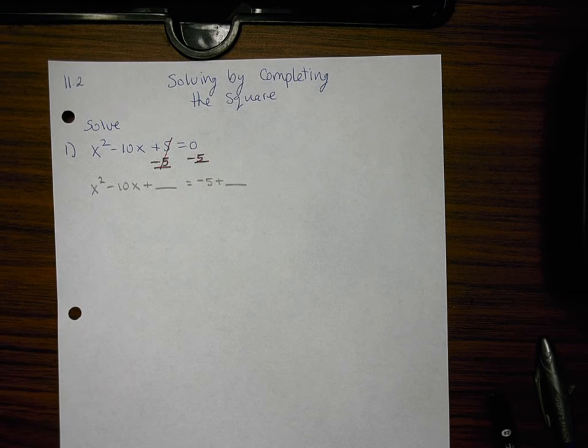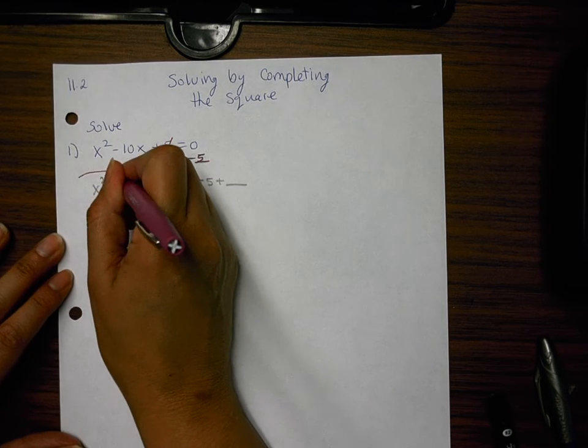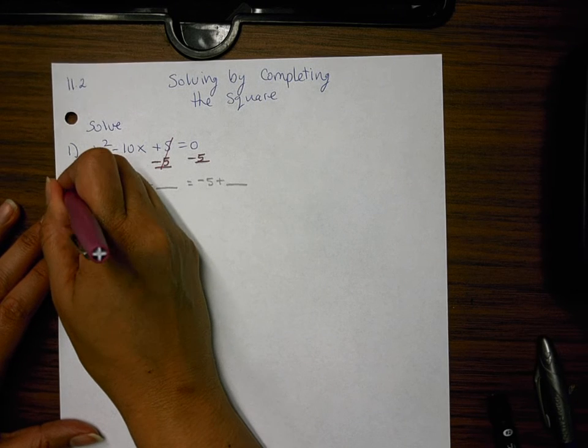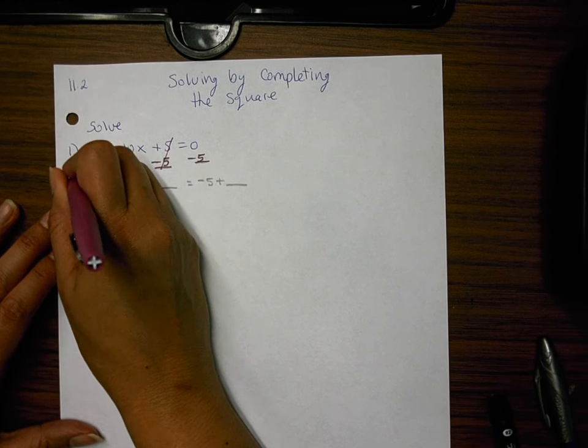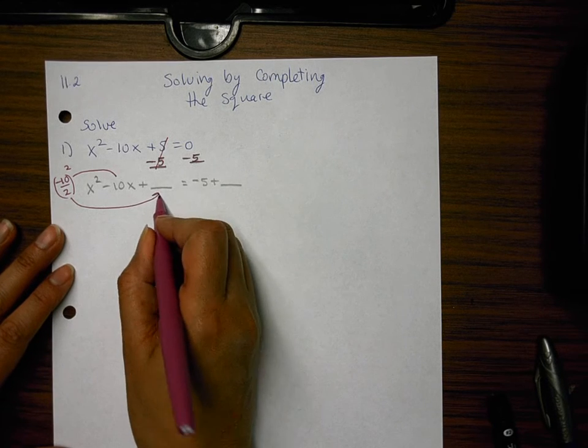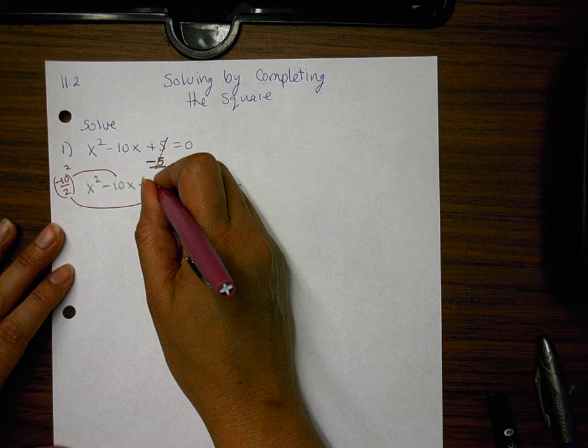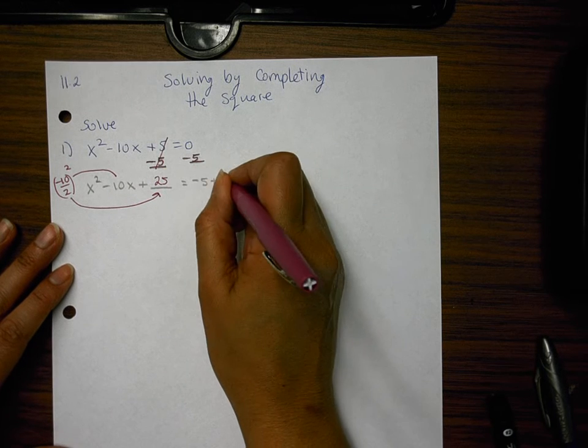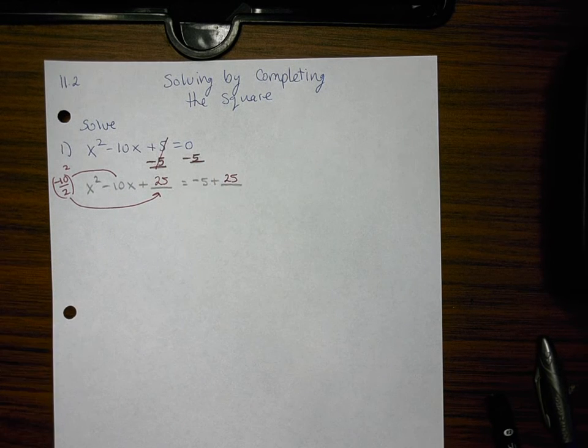Okay, now if you remember, what we did was we took that middle number, negative 10, cut it in half and squared it. That was the rule for completing the square. Negative 10 cut in half is negative 5, squared is 25, and what I add to one side I must add to the other.